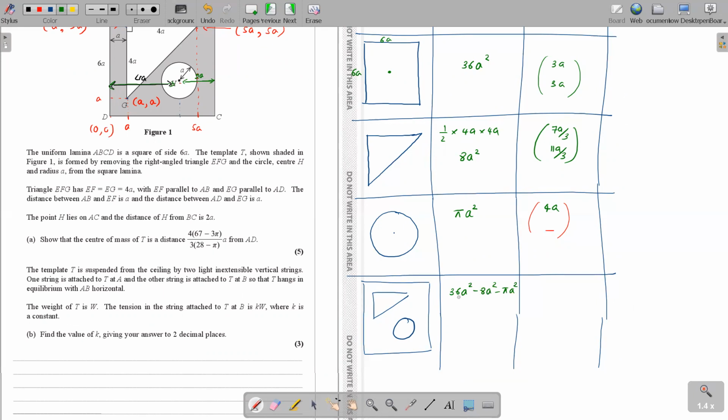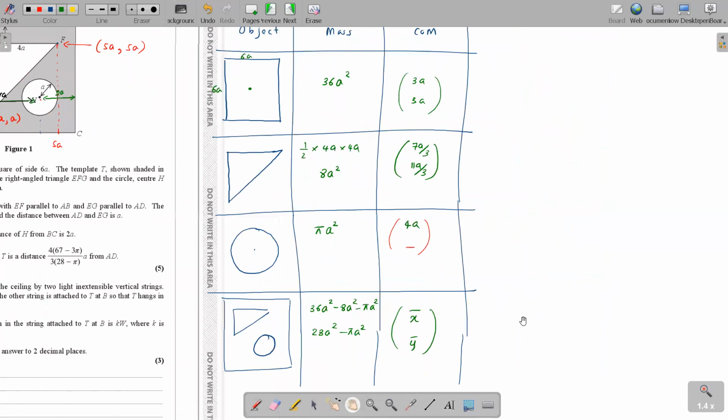Yes, 28a square. So we have 28a square minus pi a square, and the final center is x bar and y bar. I only need to find x bar because I need to get the distance from AD.